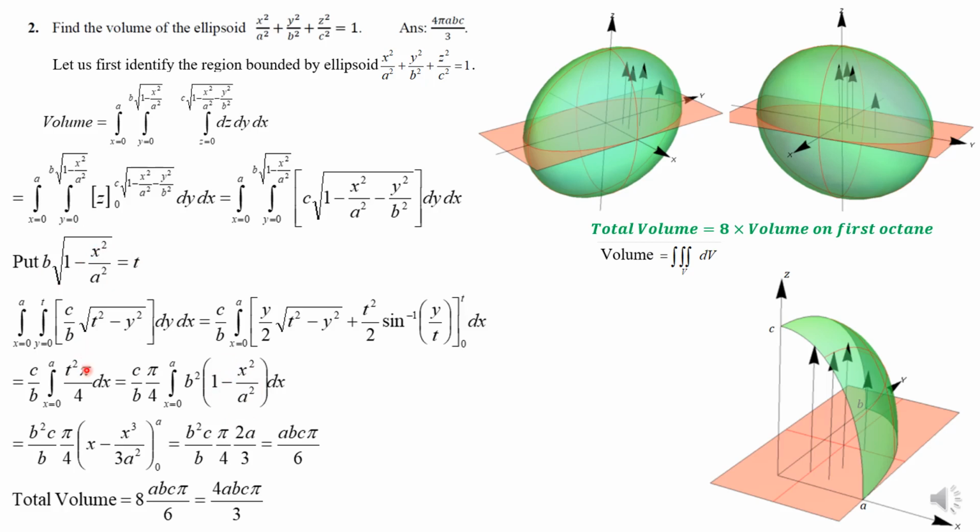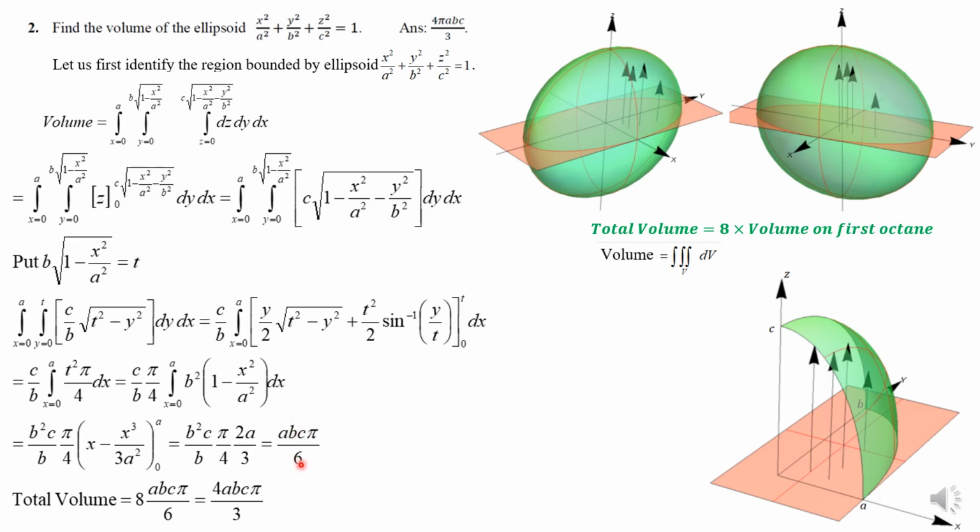Okay, all the constants, pi by 4 and whatever constants are there, I have kept outside, and here is what you will get after substituting the value of t. Now finally the integration is in terms of x only, then do the integration, substitute the value, and you will get this as the integration value.